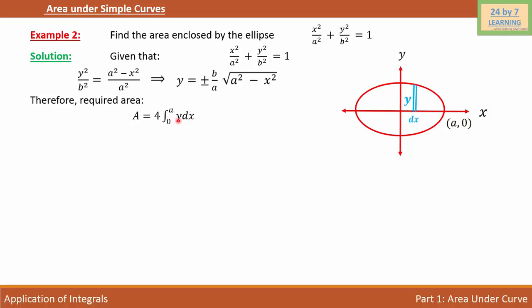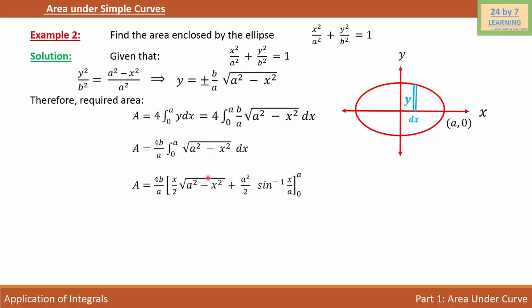Now let's substitute the value of y from here to here, and if we do that, our expression will be this one. As you can see, b over a is a constant, so we need to take that outside the integral, and if we do that, our integral will be A equal to 4b over a times the integral from 0 to a of the square root of a squared minus x squared dx. Now let's use the formula, and if we use the formula, our integral will be this one. So my limits are 0 and a.